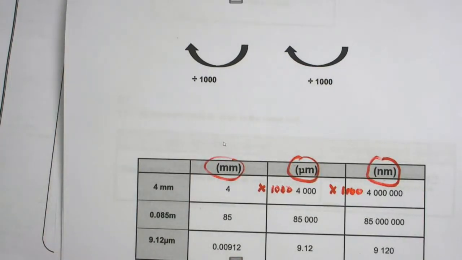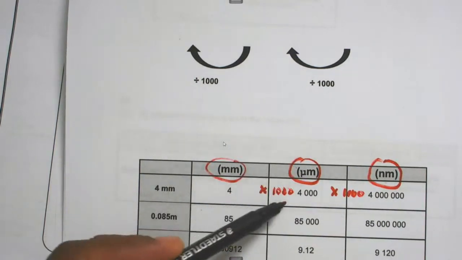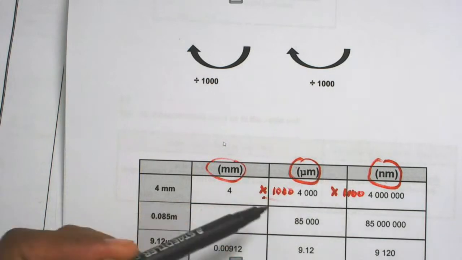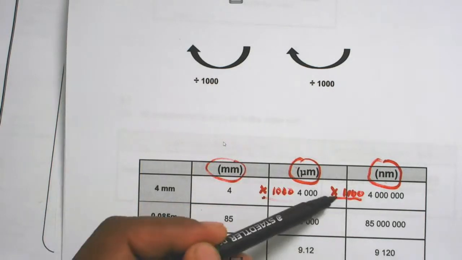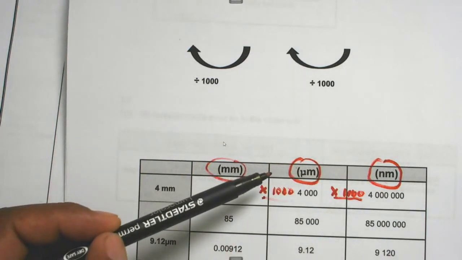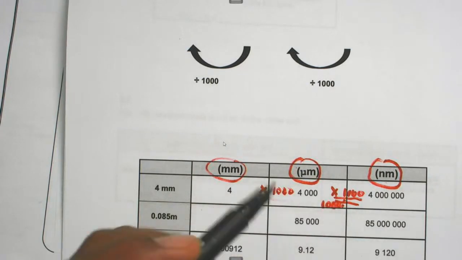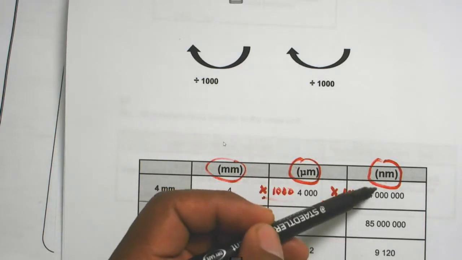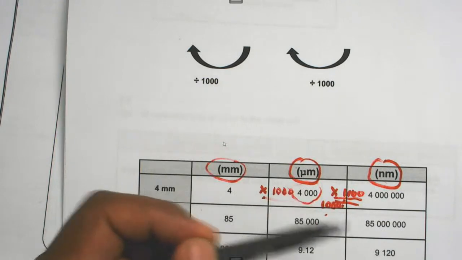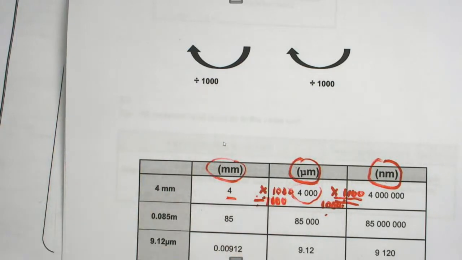For example, if the size of the specimen is 4 millimeters and we convert it to micrometers, we multiply by 1000. And to convert it to nanometers, we multiply by another 1000. But what do we do if we need to convert from nanometers to micrometers to millimeters? From there, we divide by 1000. So if we convert 4 million nanometers, divide by 1000, it gives us 4000 micrometers. And if we convert it to millimeters, we divide by 1000, and this will be equal to 4.